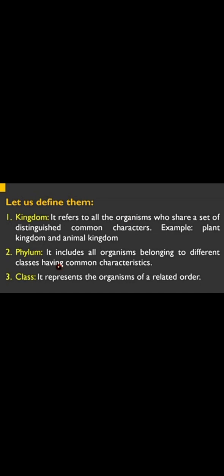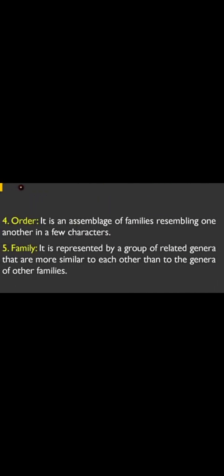Class. It represents the organisms of a related order. Then comes the order. Order is an assemblage of families resembling one another in a few characters. Means the assemblage of families which resemble one another in a few characters. Then family.